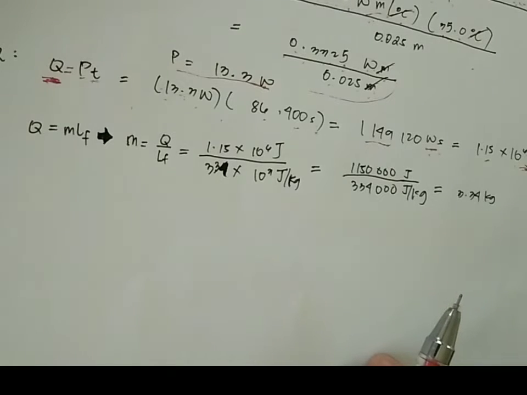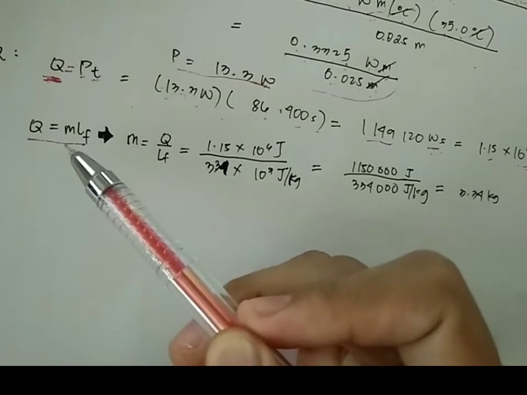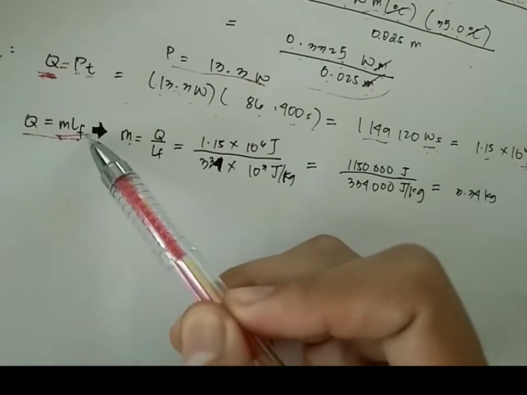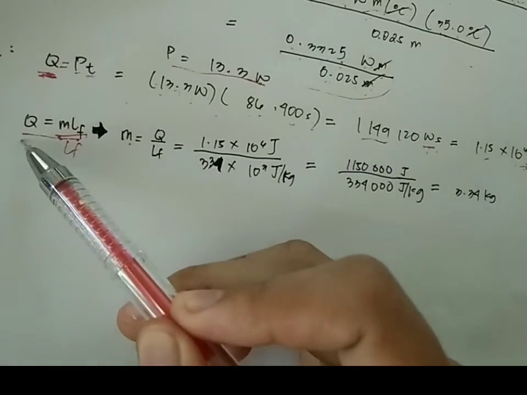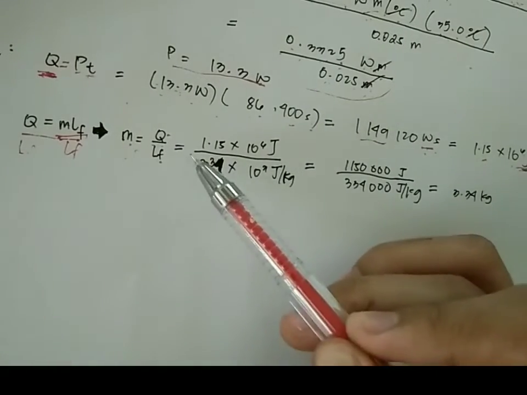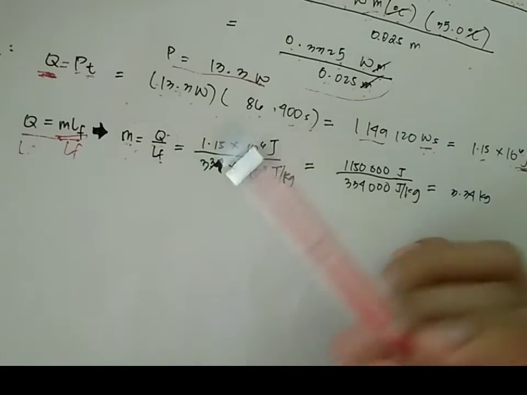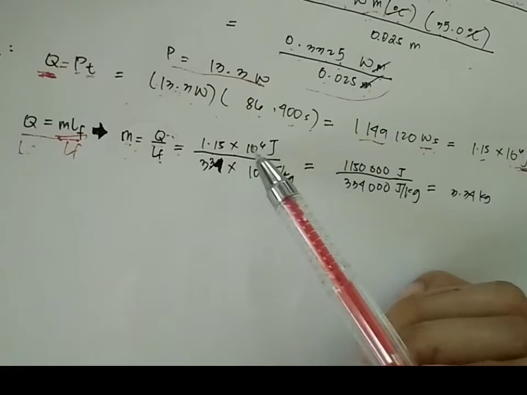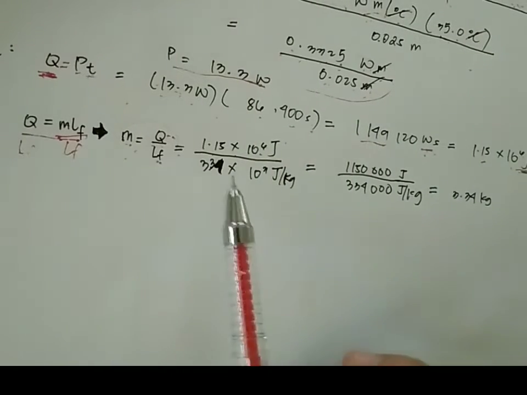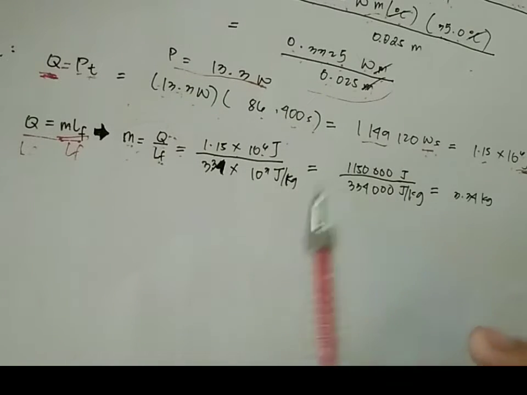Since we are looking for the mass, we rearrange this formula to find m, which is to divide by L_f. So, m equals Q over L_f is the formula we will use. m equals Q over L_f is equal to Q, 1.15 times 10 to the power of 6 joules, divided by the latent heat of fusion, 334 times 10 to the power of 3 joules per kilogram.